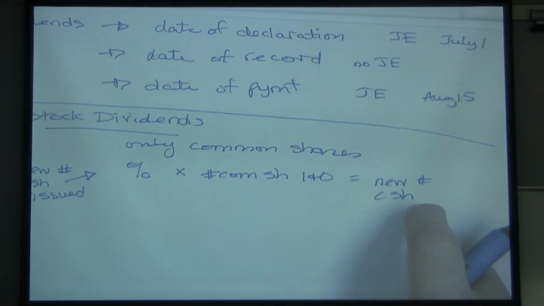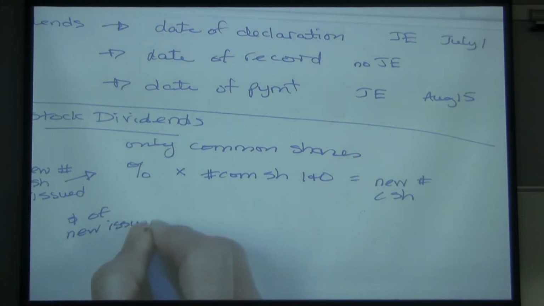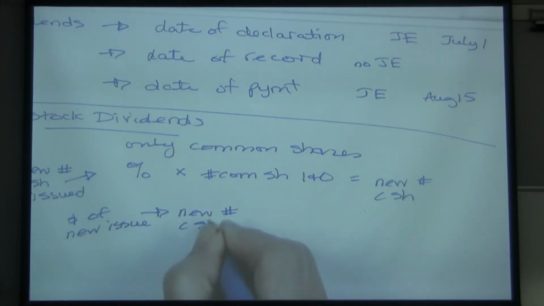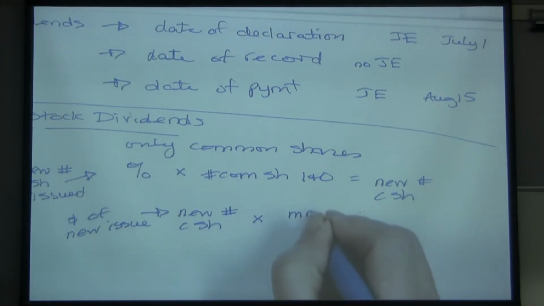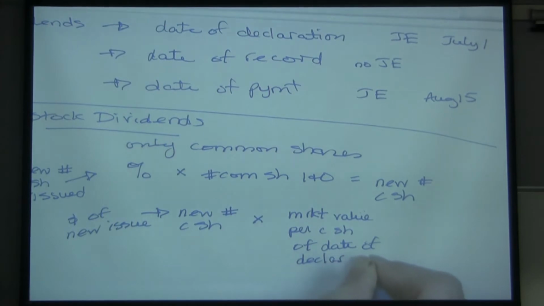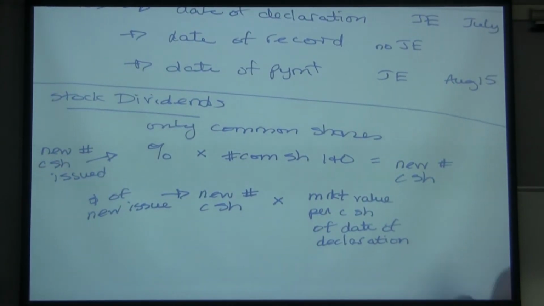Once we have the new number of common shares, to find the dollar amount of the new issue, we take the new number of common shares times the market value per common share on the date of declaration. Okay, so that looks a little bit more complicated than it actually is, but I wanted to talk about that so you have a record of how the math works.